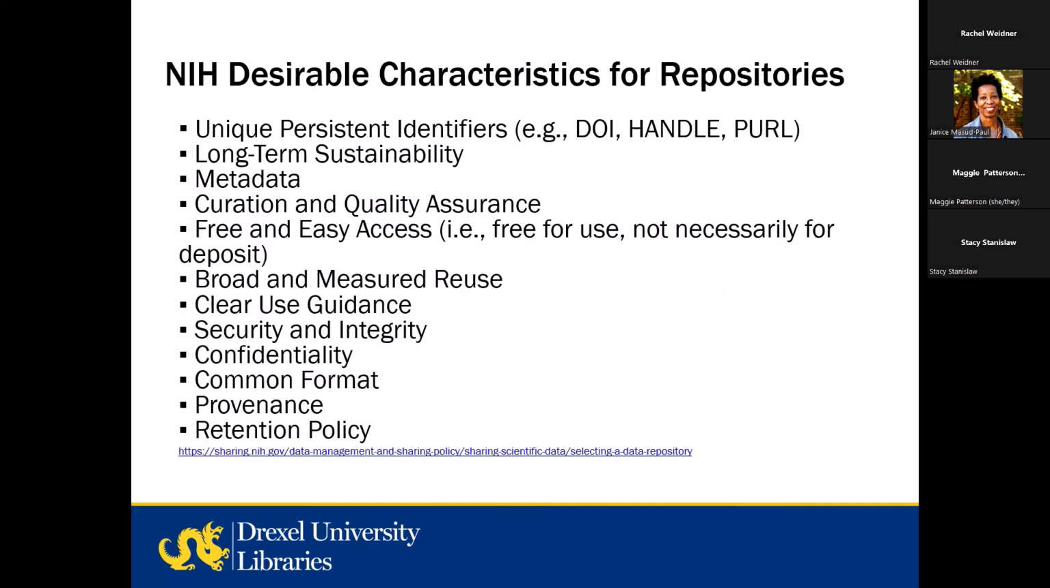So the NIH has provided updated guidance on desirable repository characteristics, and I really recommend viewing those, even if you're working with another funder. A lot of the characteristics are very similar to what I mentioned in terms of FAIR principles and costs, even if the wording's different. So things like unique persistent identifiers, making sure you have good metadata, free and easy access, and so on. If you're interested in learning more about these individual characteristics, there is a link at the bottom of this slide, and I'll make the slides available after this presentation.